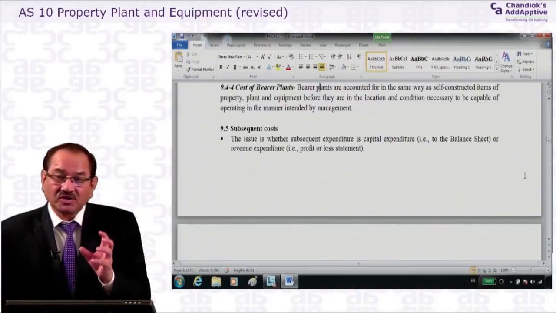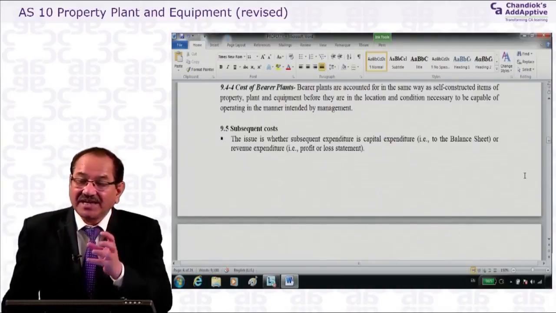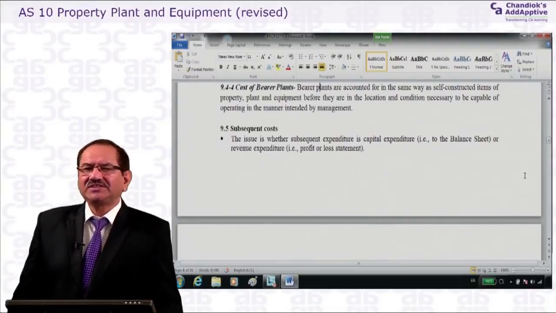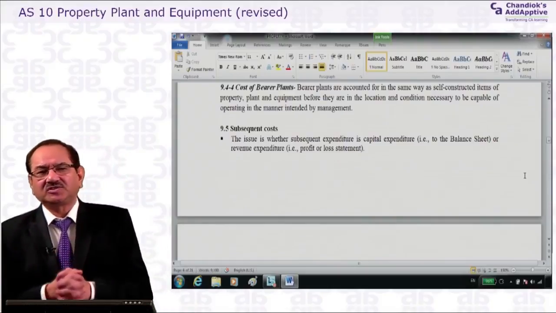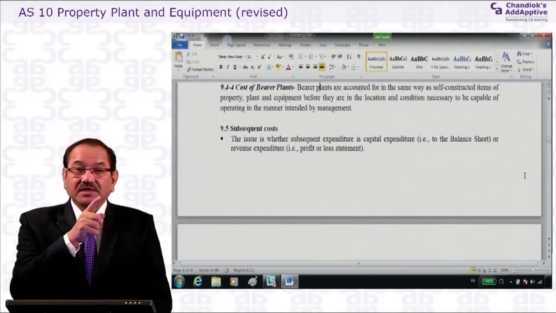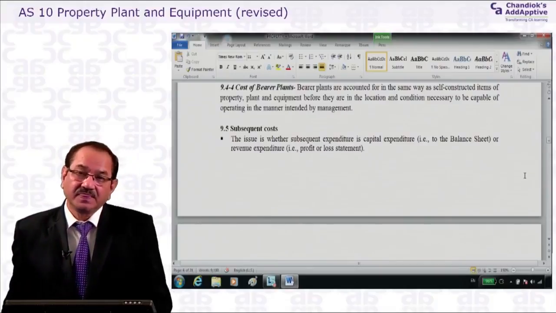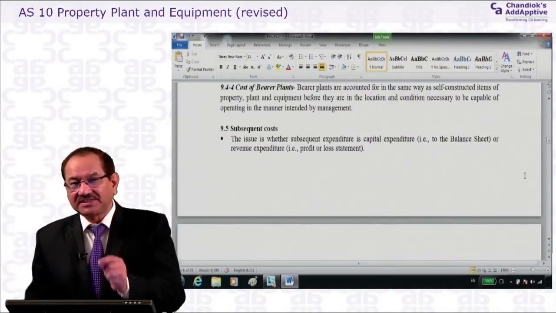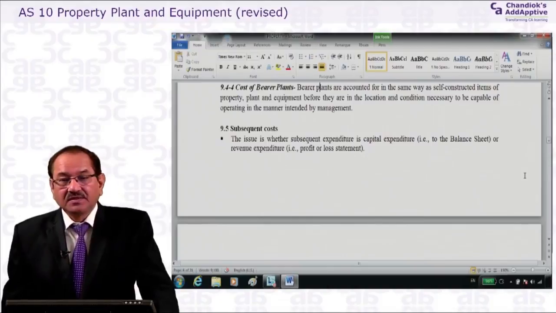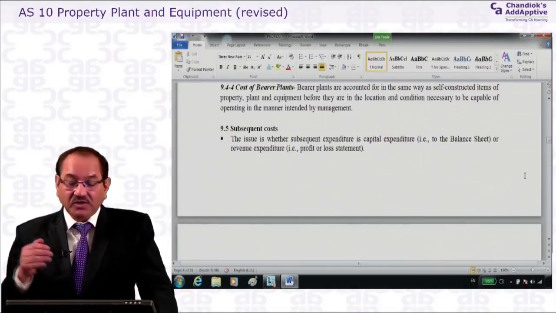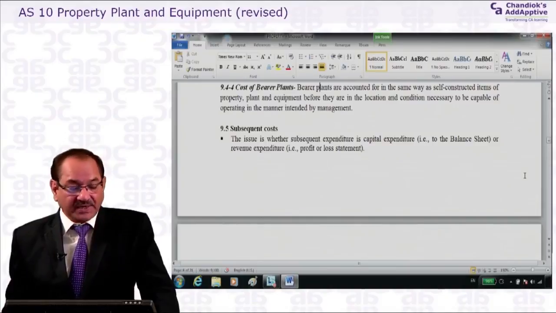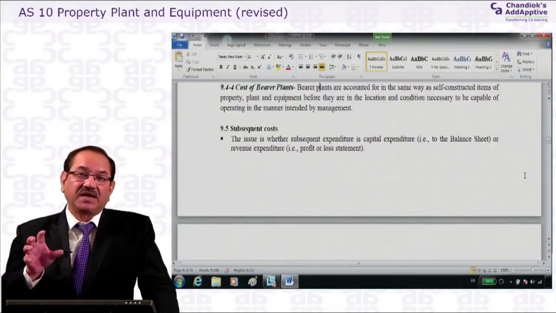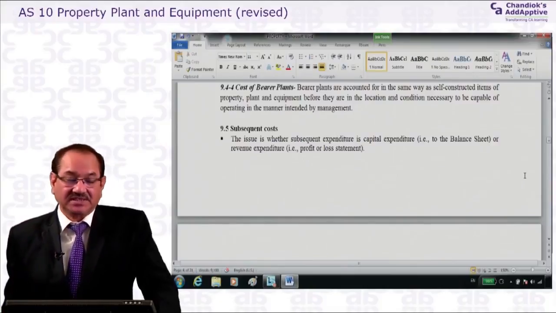What it says is that the cost of the bearer plant will be calculated in the same way as for self-constructed assets. And in self-constructed assets, what is the cost? The direct cost, the cost attributable to that asset. Internal profits will be eliminated, and the cost will be calculated just like a self-constructed asset in case of a bearer plant, before they are in the location and condition necessary to be capable of operating in the manner intended by the management.